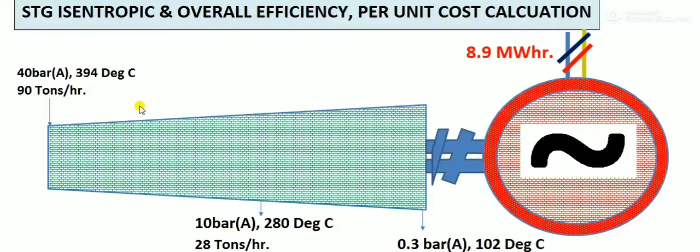Steam turbine generator efficiency, overall efficiency, performance analysis we saw in the last video. In this video, we are going to see the cost incurred, or cost spent, per unit power generation. That is, what is the power production cost? For 1 kilowatt hour, how much cost is consumed in self generation by the steam turbine generator?